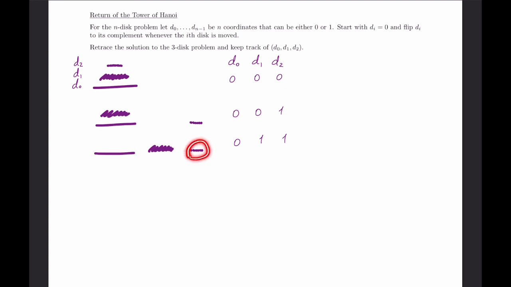Next up, I'm going to move the smallest over to the middle disk. So my middle disk will now have the smallest on top here. And it's the smallest disk that got moved. So it's the bit that corresponds to D2 that's going to get flipped.